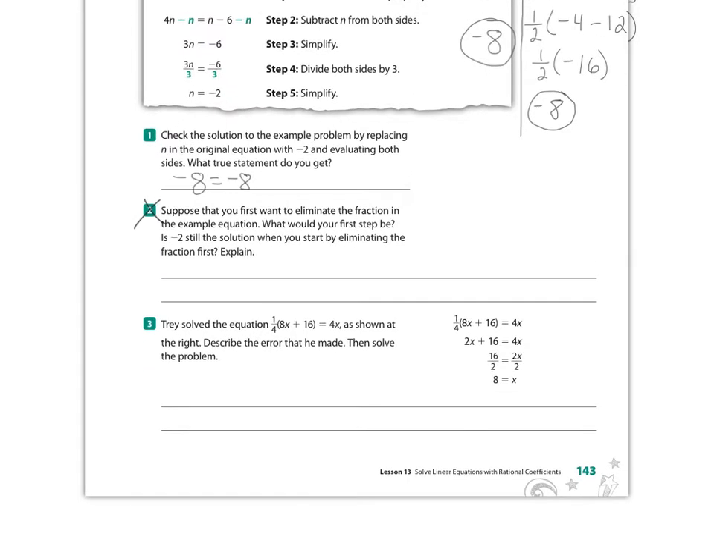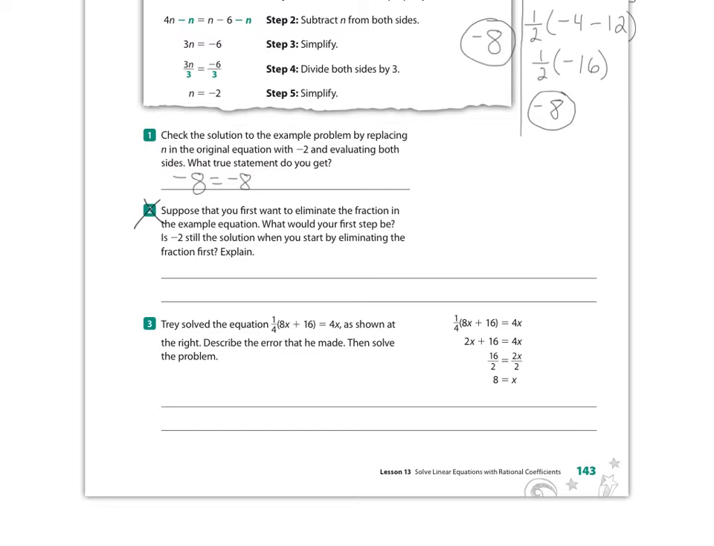Number 3, Trey solved the equation 1/4 times the quantity of 8x plus 16 equals 4x as shown at the right. Describe the error that he made, then solve the problem. So if I look at Trey's work over here at the right-hand side, first off, I notice there are parentheses in there. So step number 1 is apply the distributive property. So Trey should take 1/4 times 8x and 1/4 times 16.